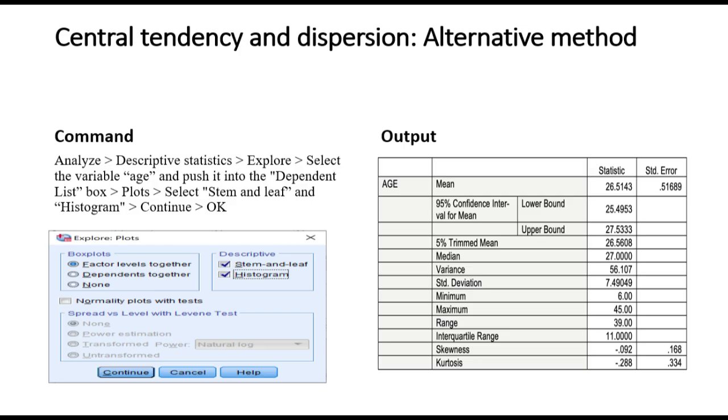Central tendency and dispersion, alternative method commands. Analyze, Descriptive Statistics, Explore. Select the variable age and push it into the Dependent List box. Next, Plots. Select stem and leaf and histogram. Continue, OK. Output.